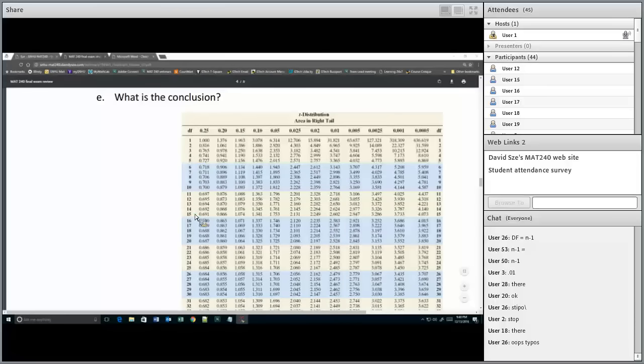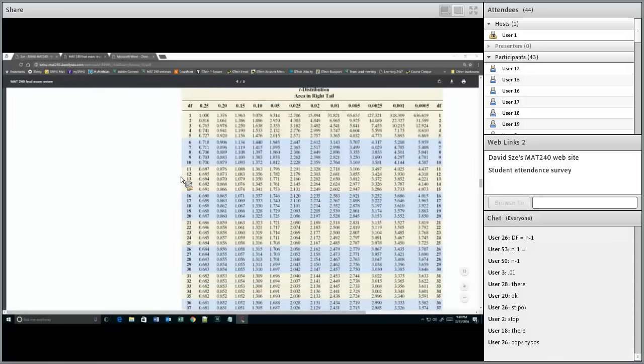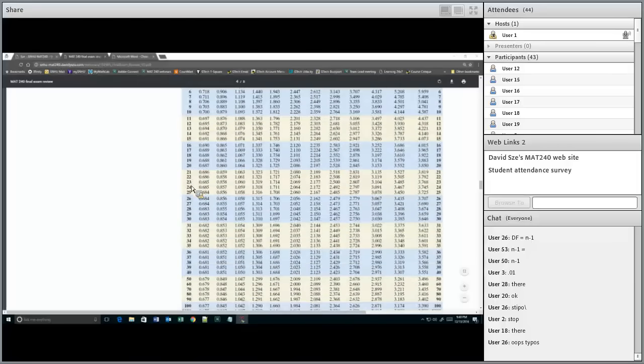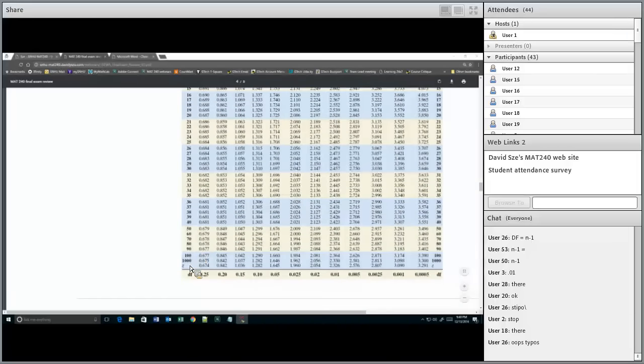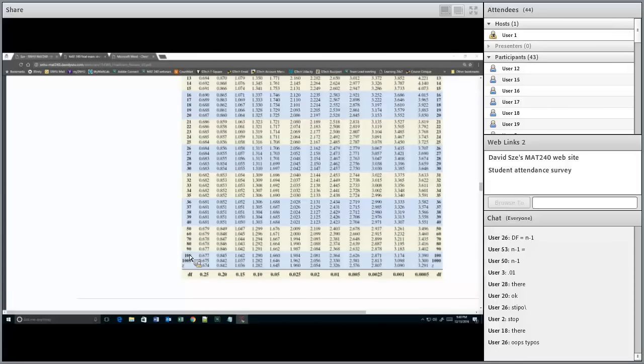And now I want my DF. I want to find my DF. Remember, my DF was 700 minus 1, 699. I need to find 699 here. So let's see. Looking at this column, let's see if we can find a row corresponding to 699. There's none. Okay, there's no 699. Why do you think there's no 699? What can we do here? What's the best thing to do? Yeah, let's just find something that is closest to 699, okay?